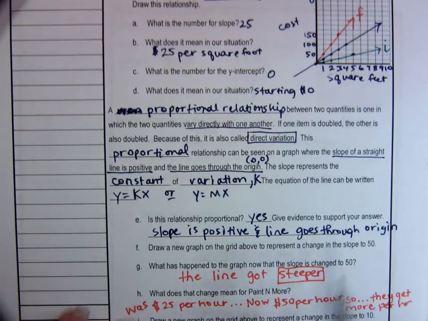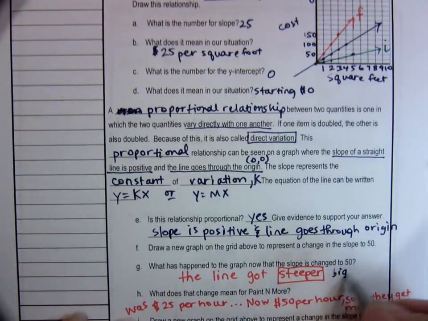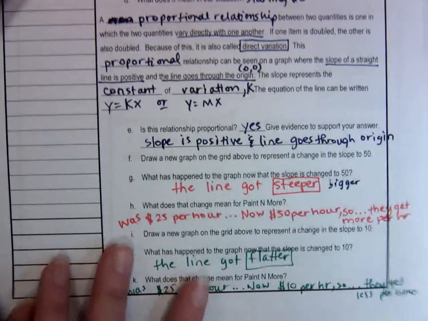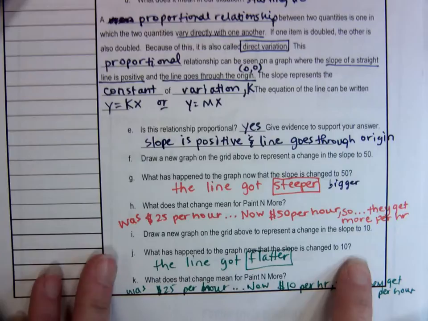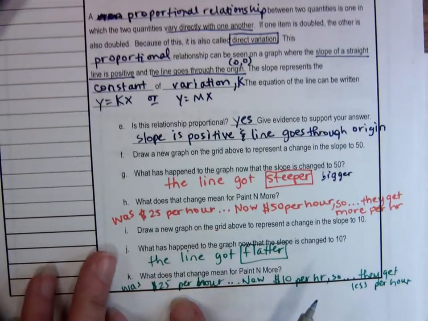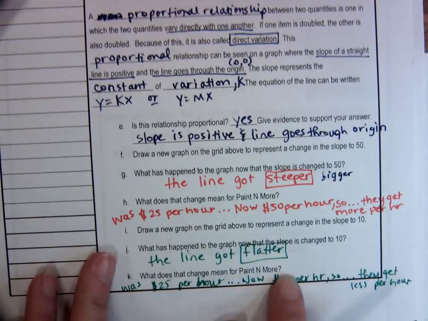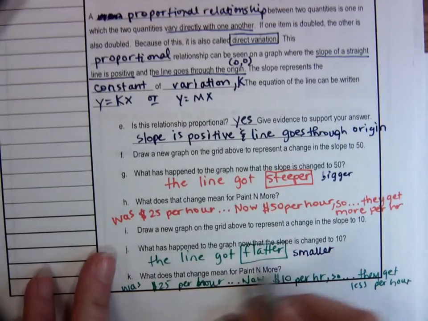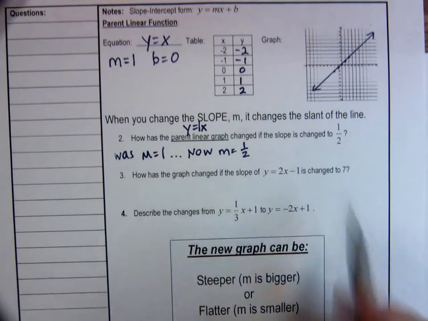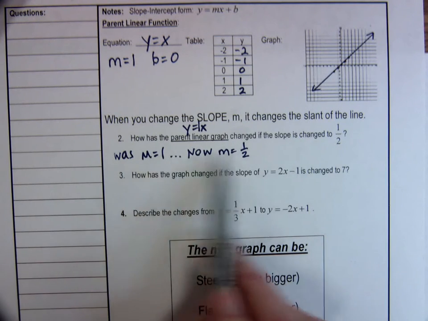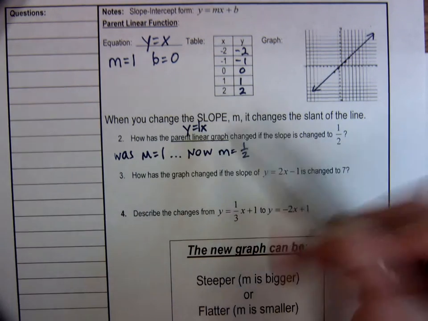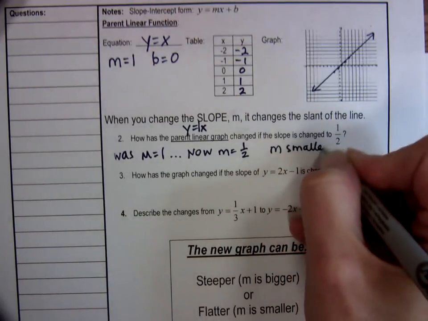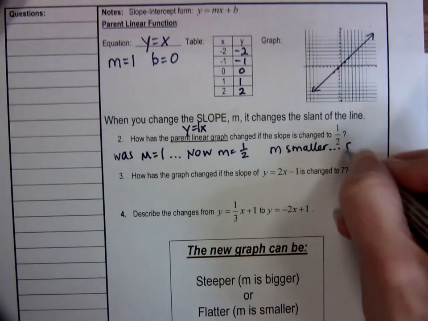So when the number got bigger, the line got steeper. But when we look at the one where it was changed to 10, it was 25. Right here, it was 25, now it's 10, so the number got smaller, and the graph got flatter. So let's go back here. Did the number get bigger or smaller? The m got smaller, so it is a flatter line.